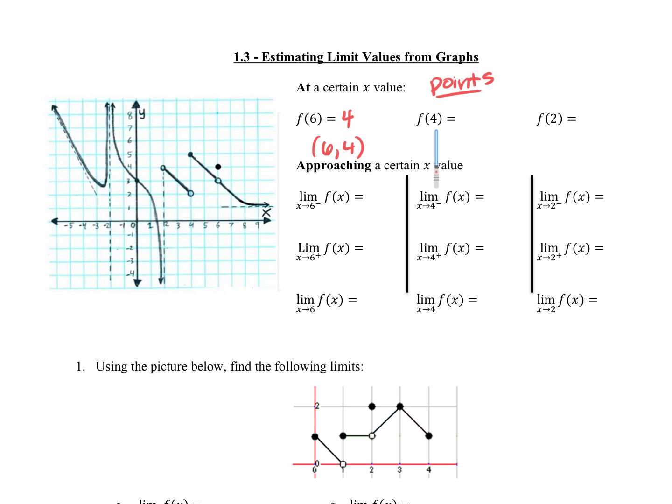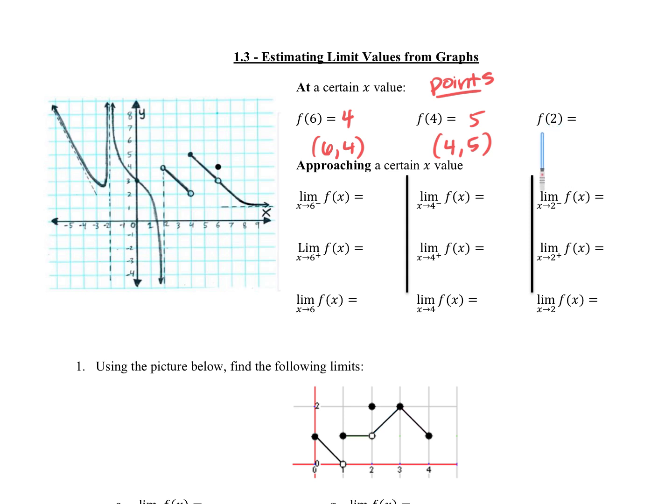What about when x is 4? What is the point when x is 4? What's my y? 5. Close. When x is 4, it's an open circle at 2, but exactly, 5, boom, right there. So f of 4 is 5, or you could say 4 comma 5. That's the exact same thing.